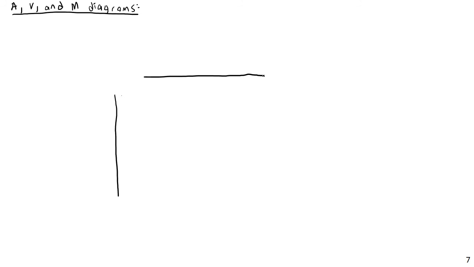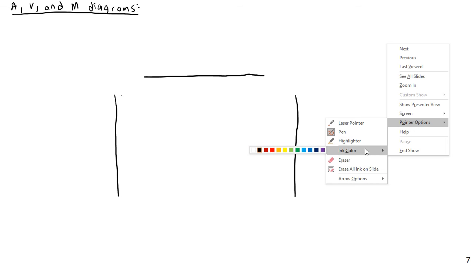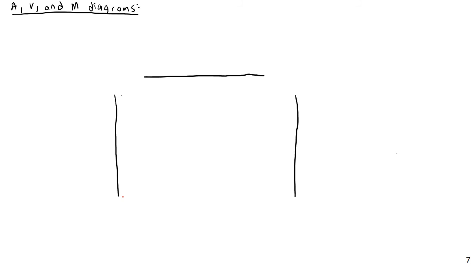So I'll have this column, this beam, and this column. And then I'm going to show the external forces, not the internal: 12 kips, 5 kips, and 90 kip feet.